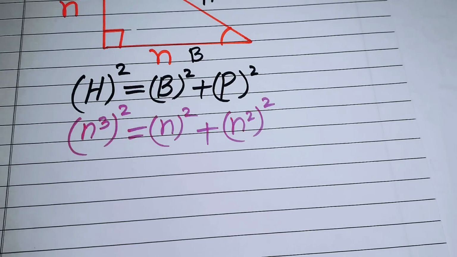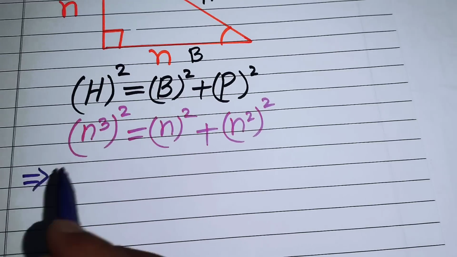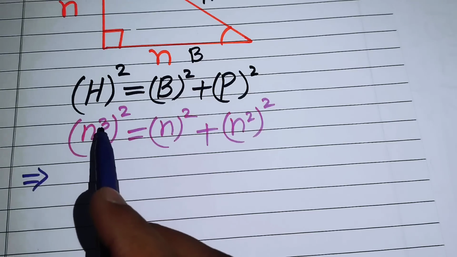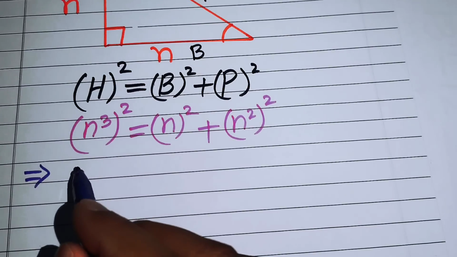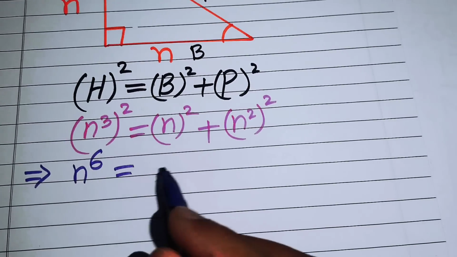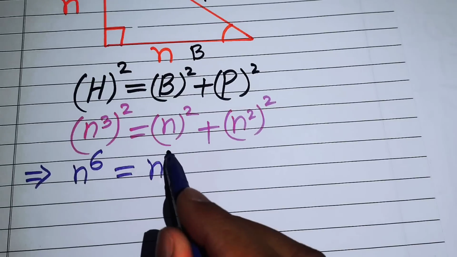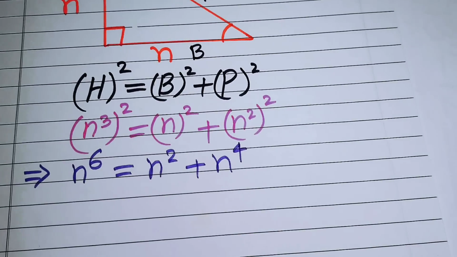So here first we can open these squares, and you see that when we have an exponent of an exponent, these exponents are multiplied by each other, and we will get n to the power of 6 equals, we have n squared, and here you obtain n to the power of 4.